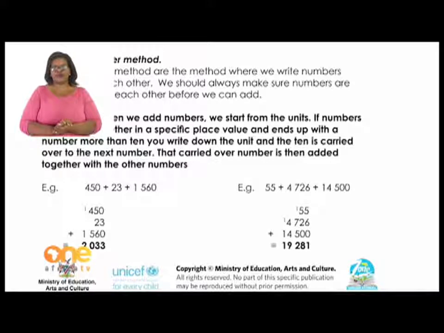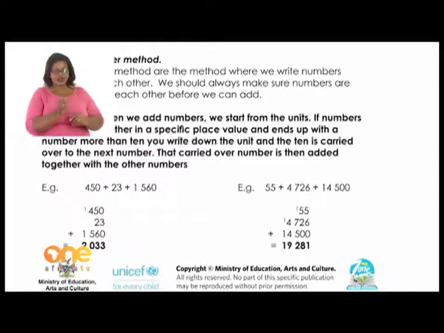Then 5 plus 2 equals 7, plus 0 equals 7, plus the 1 that we carried over, and that is equal to 8. Now we add the hundreds. 7 plus 5 equals 12. We write down the 2 and we carry the 1 over. Now we add our thousands. 4 plus 4 equals 8, plus the 1 that was carried over, and that is equal to 9.